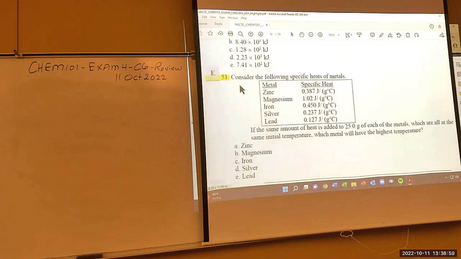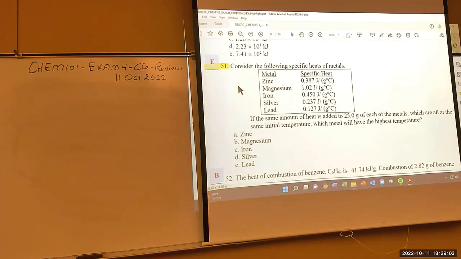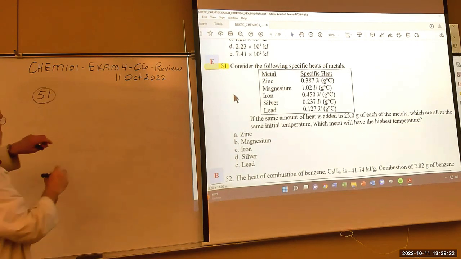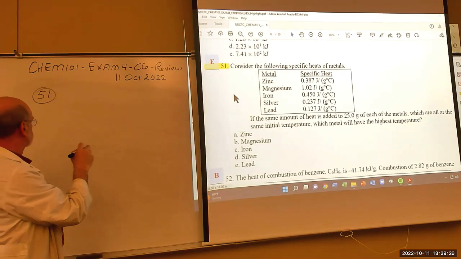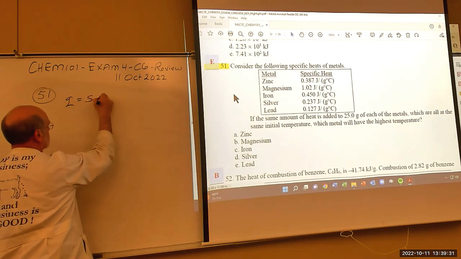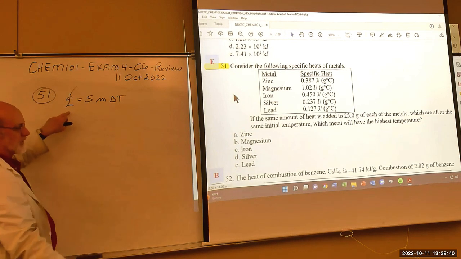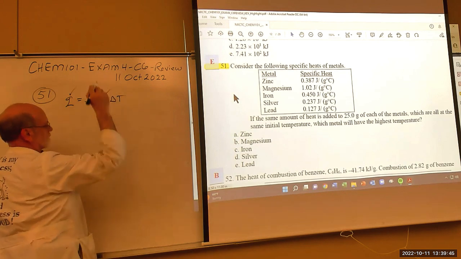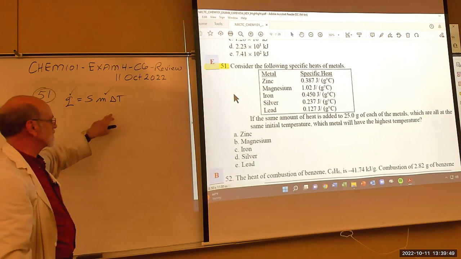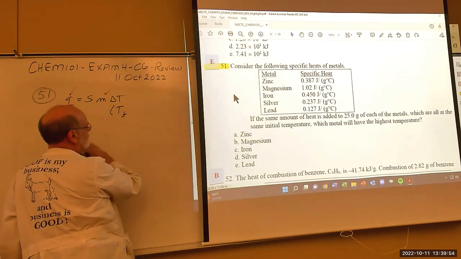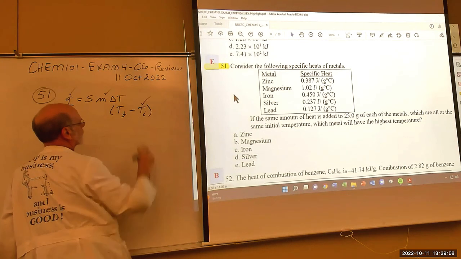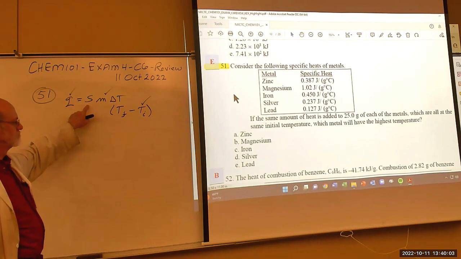If the same amount of heat is added to 25 grams of each of the metals, which are all at the same initial temperature, which metal will have the highest temperature? We can dispense with this one pretty quick. This is the formula: q equals s m delta T. So the same amount of heat, so this is the same for each one. That's constant. It's added to 25 grams of each one. That's constant. And they're at the same initial temperature. So TF is going to vary, minus TI, which is constant. So this is the variable, and that's a variable.